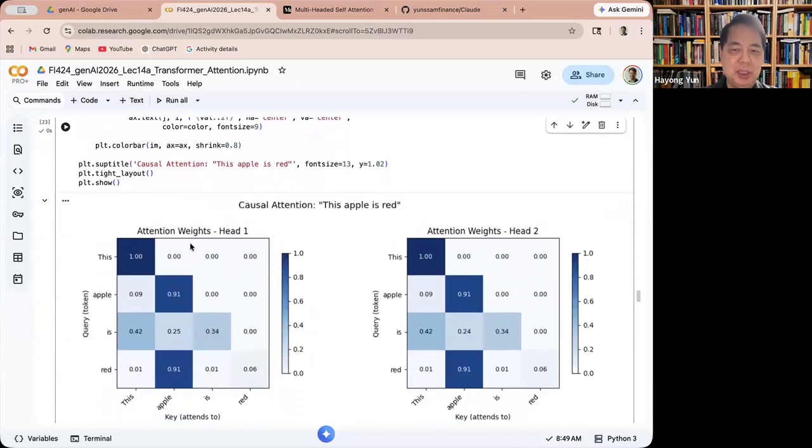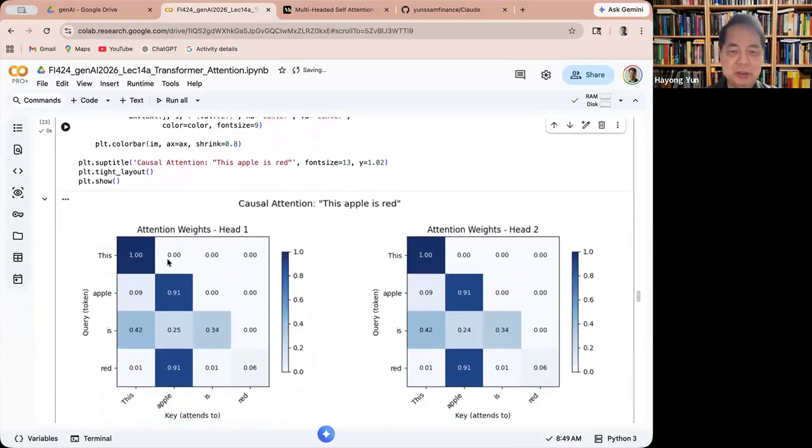So let's see. Again, it's causal, so the later words don't appear. Itself tends to be really high, so apple is, of course, related to apple very highly. But here in the red, look at it. Red is really highly related to apple, for example, isn't it? Right.